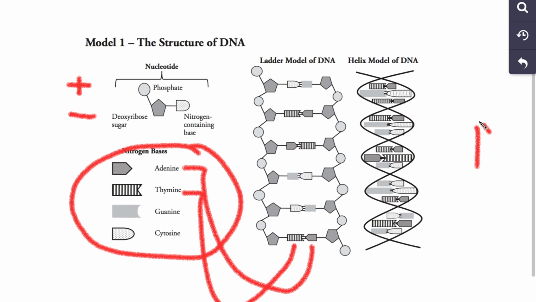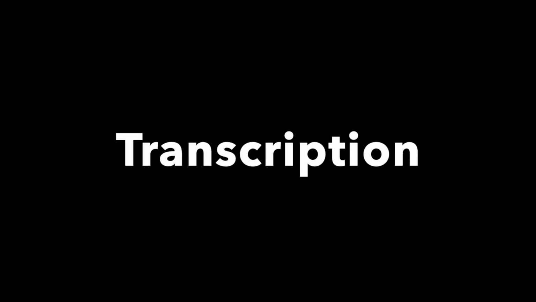The two strands of DNA are anti-parallel, meaning that the head of one strand is always laid against the tail of the other strand of DNA.